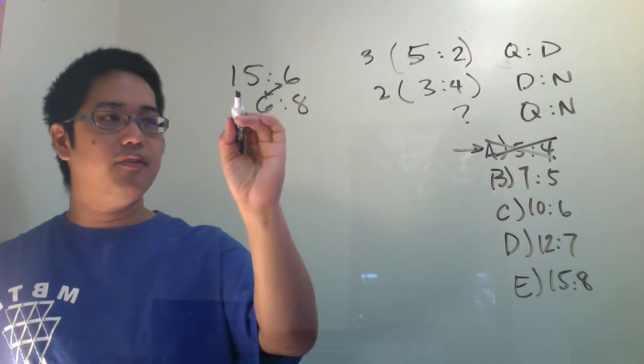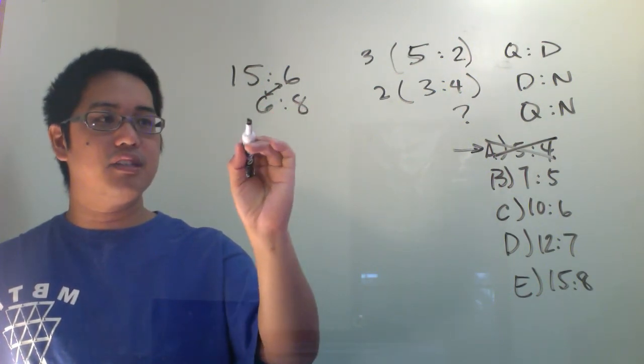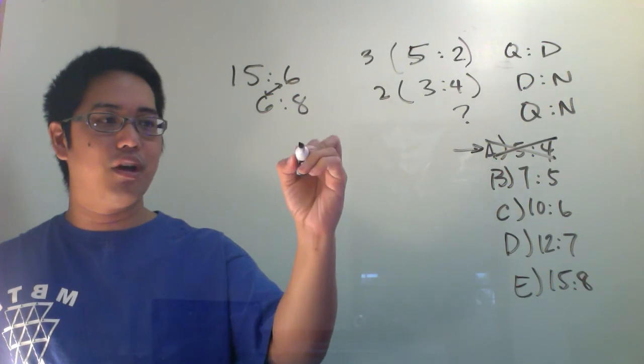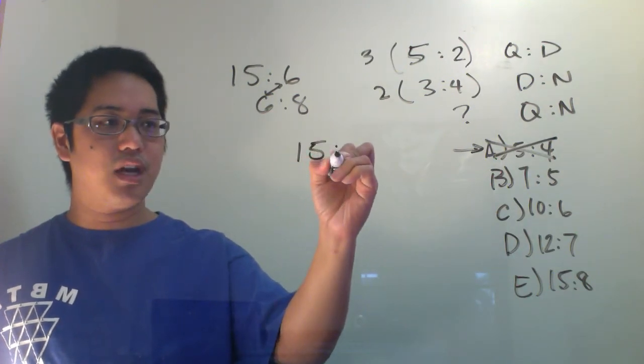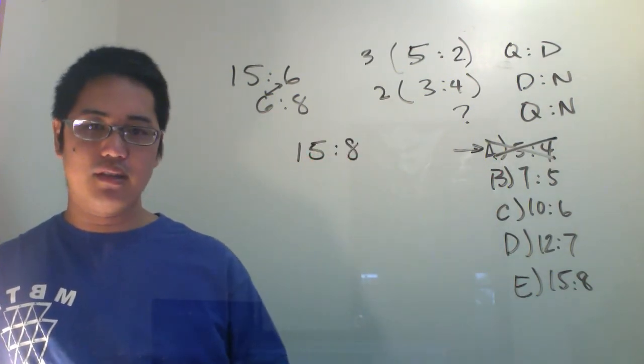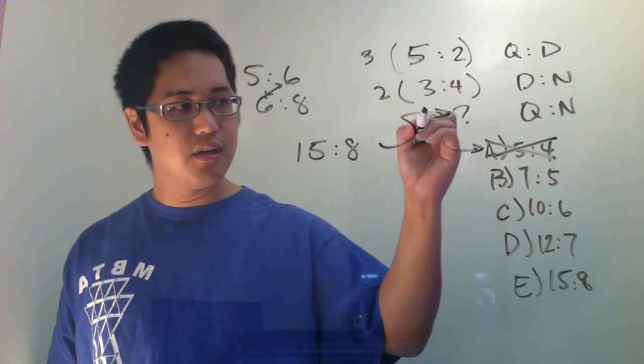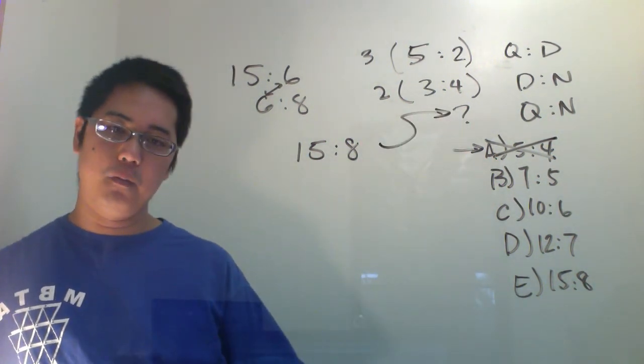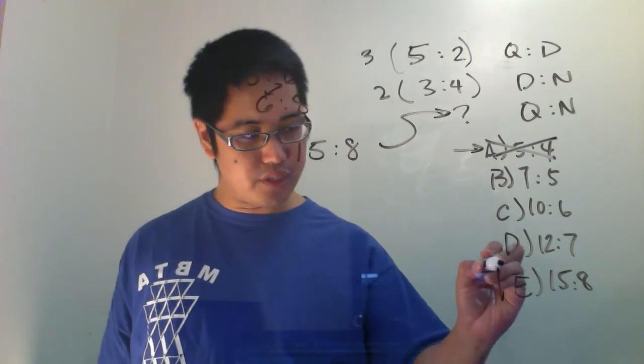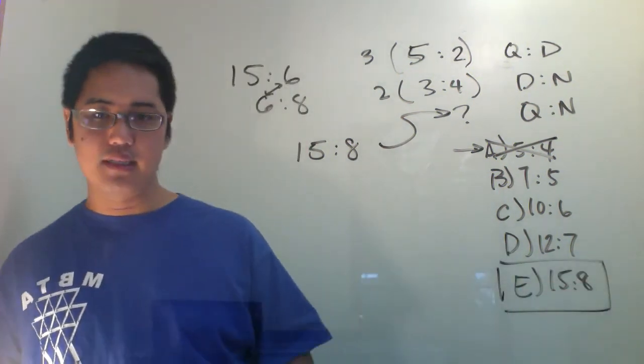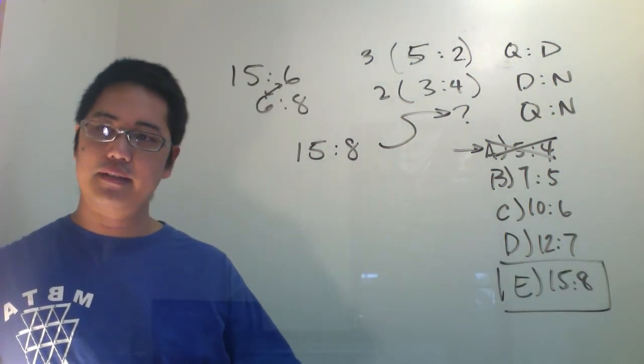For every 6 dimes, I have 8 nickels. So for every 15 quarters, I really have 8 nickels. That is my quarter to nickel ratio. My quarter to nickel ratio is that answer, 15 to 8.